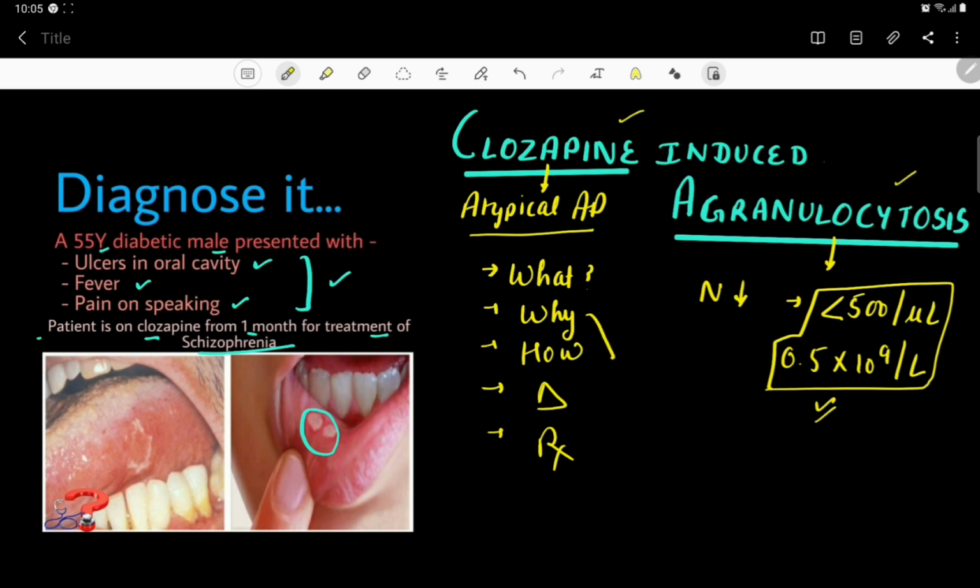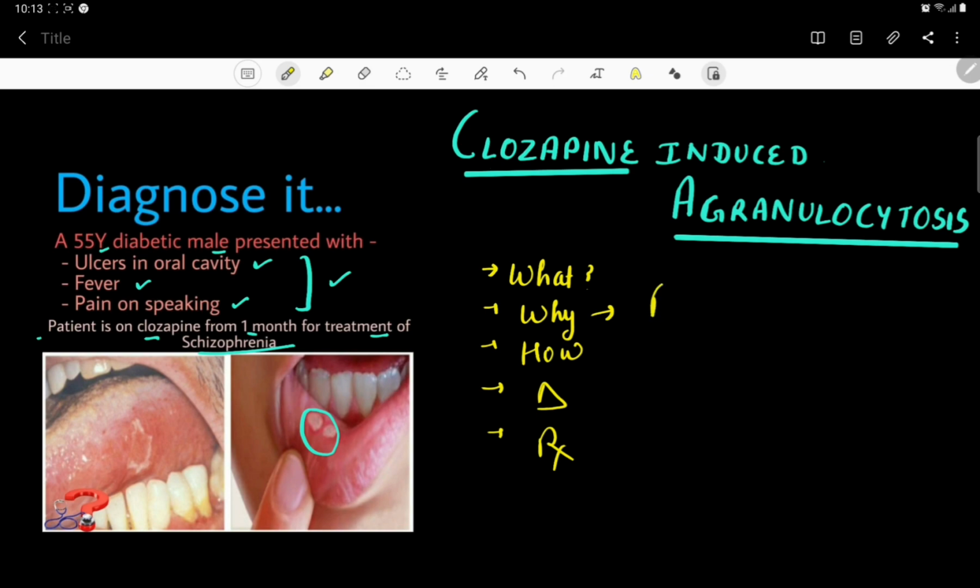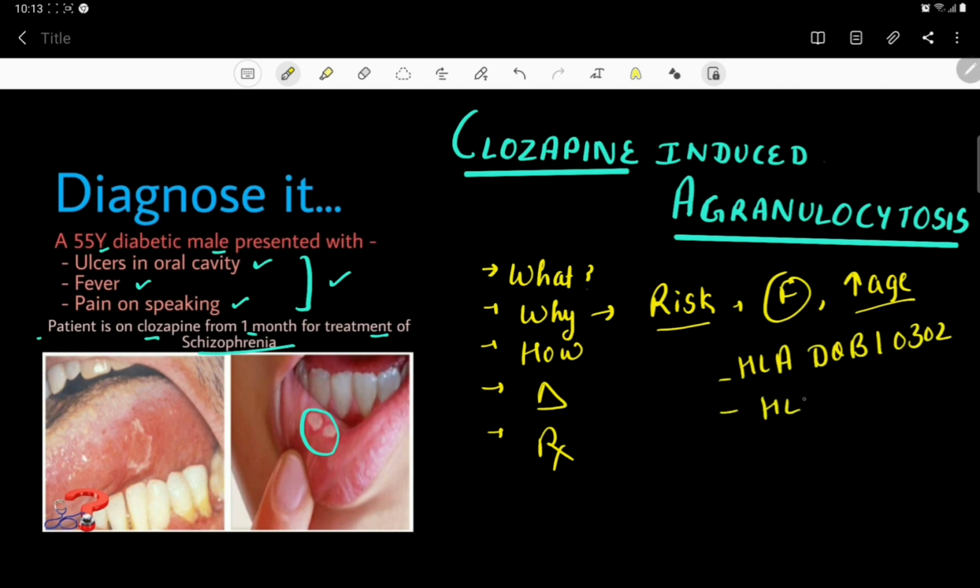Now let's come to why this disease occurs. And in the why, firstly let's discuss about the risk factors. In the risk factors, it is more common in females, and the prevalence increases with increasing age. And there are these HLA markers like this HLA-DQB1*0302, this HLA-DRB1*0402. These are the HLA markers, and when these are present, the risk of development of agranulocytosis increases. Well, this is an idiosyncratic reaction and it is dose independent.